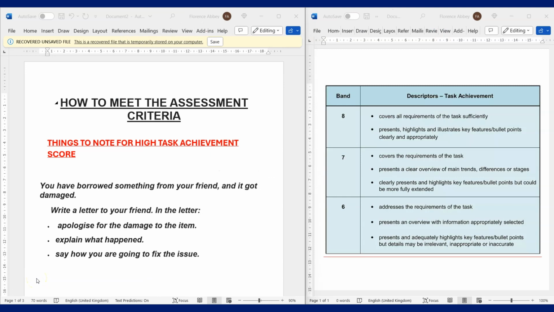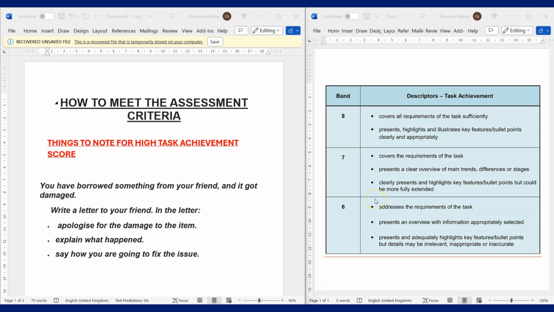The first criterion we will look at is task achievement. I've put a sample question here. We'll be looking at it so that we will know the things that we need to note for a high score in task achievement. And this one is the public band descriptor for task achievement when it comes to General Training writing. So that is what you should note here. We'll be reading through this starting from band 6 to band 8, and we'll show you some of the simple things that you should do when it comes to task achievement. Especially, we will use this sample question to help us with it.